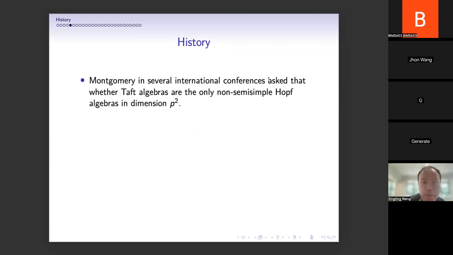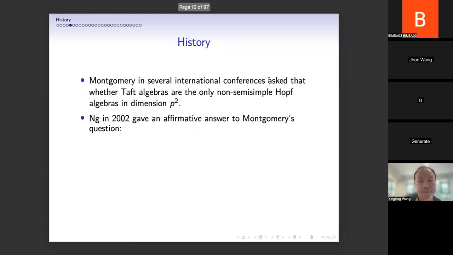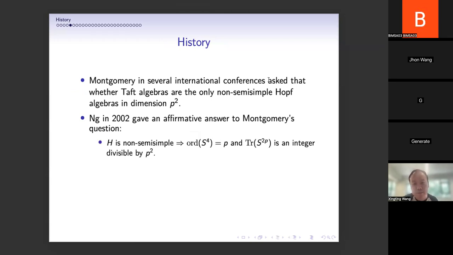So now, after this definition, Susan Montgomery asked the following question in several international conferences: whether Taft algebras are the only non-semisimple Hopf algebras in dimension p squared. And Richard, in 2002, gave an affirmative answer to Montgomery's question, and that's his approach. You start with a p squared dimensional Hopf algebra, and we don't want semisimplicity, so it's non-semisimple. Then you can use a Sweedler-type S4 formula to get that the power of S to the 4 is p. Then the trick is to consider the trace of the 2p-th power of your antipode. And he showed that this trace is an integer divisible by p squared.